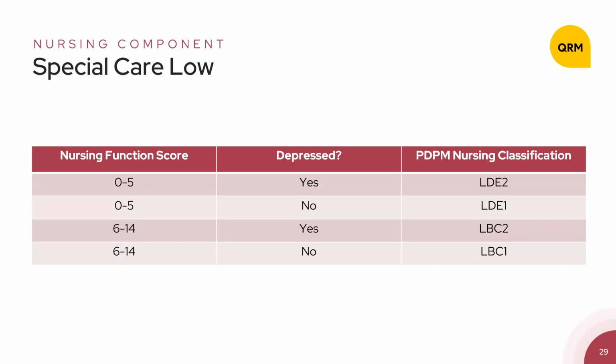So again, we only have our scores from 0 to 14 because if they're a 15 or a 16, remember they'll drop down to clinically complex. And then we have whether they triggered for depression or not. So again, the L tells us it's a special care low. The DE tells me it's a GG function score of 0 to 5, and my BC tells me it's a function score from 6 to 14. Okay. And then the 2 tells me they triggered for depression. The 1 tells me they did not trigger for depression.